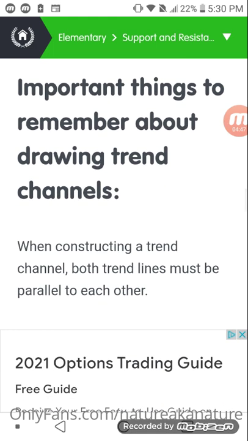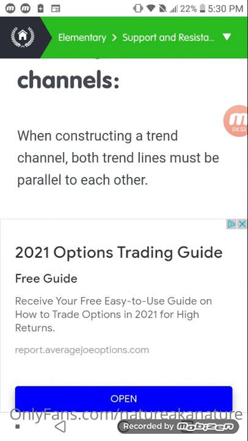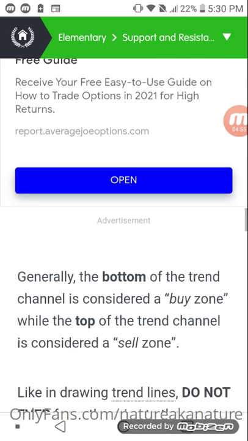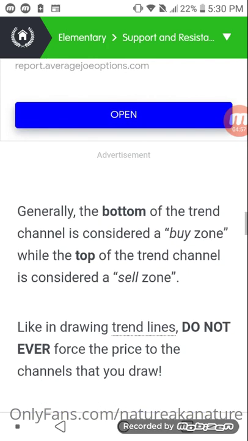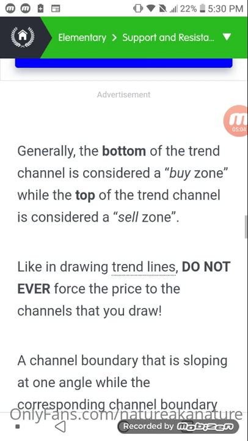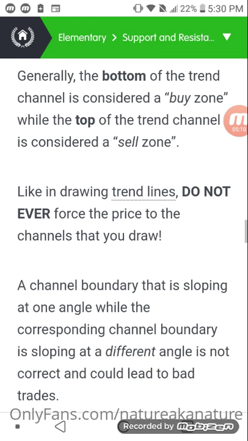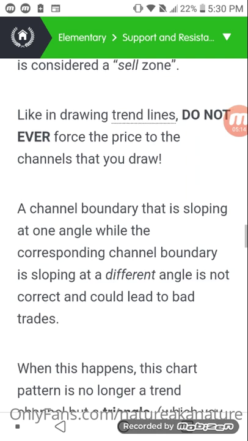More importantly, things to remember about drawing trend channels: when constructing a trend channel, both trend lines must be parallel to each other. Generally, the bottom of the trend channel is considered a buy zone because you buy at the bottom, and the top of the trend channel is considered a sell zone because you sell at the top. Trend lines do not force the price to respect these channels.